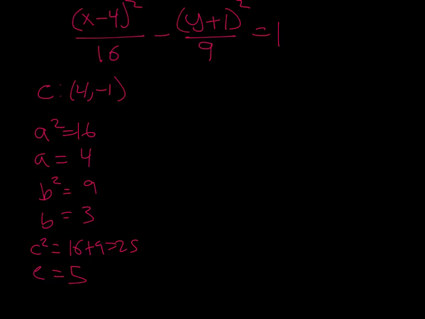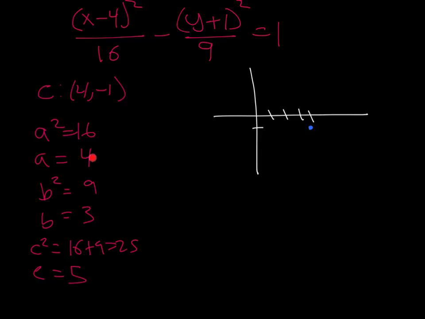Alright, and now let's make a graph here. So I'm at 4, negative 1. So kind of want to hang out over here. Going to plot my center. So 1, 2, 3, 4, negative 1. There's my center. So the hyperbola has the x squared as the positive term. That means this is going to be a hyperbola that is opening to the right and left.